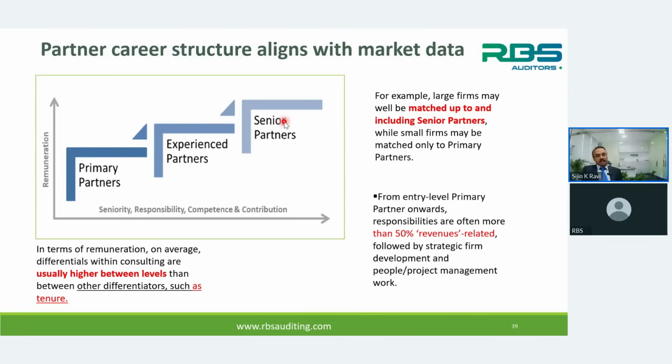Then the second part relates to the primary partner's owner responsibility. So it is like 50% of revenue related, followed by strategic firm development or project management work. So senior partners are involved in the project management work. Based on that, you have to categorize. Once you have analyzed that this entity has three levels of partners, then you have to bifurcate them: who is a primary partner, who is an experienced partner, who is a senior partner.